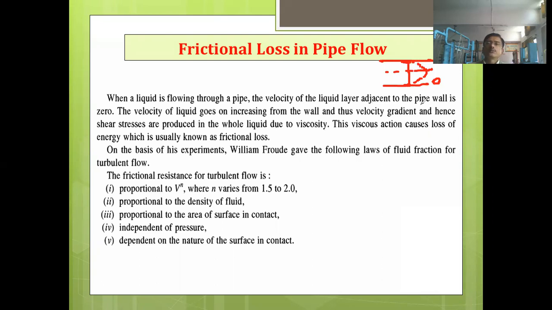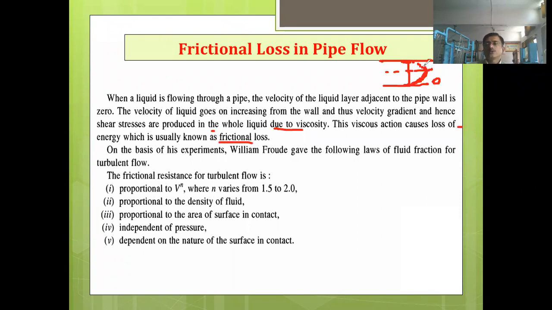Liquid layer adjacent to the pipe wall is 0. The velocity of the liquid goes on increasing from the wall and thus velocity gradient and hence shear stress is produced in the whole liquid due to viscosity. मग या ठिकाणी काय होतं? विस्कॉसिटी मुळे या ठिकाणी त्या वेलोसिटी प्रोफाइल मुळे शिअर स्ट्रेस जनरेट होतो. ठीक आहे. And this viscous action causes the loss of energy which is usually known as frictional loss.